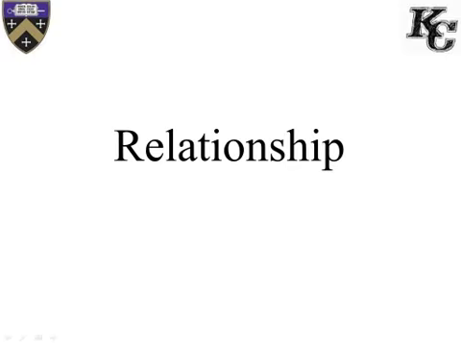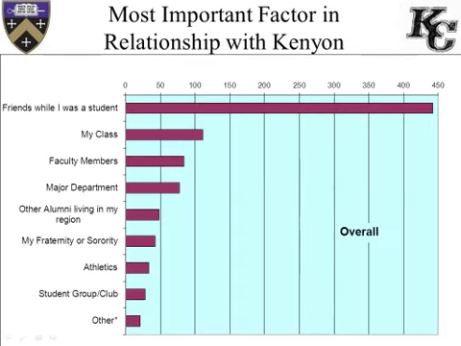So having quickly gone through perceptions, let's see how they relate to Kenyon. Here you see the most important factor in alumni relationships with Kenyon. By far and away, friends while I was a student is the choice of all groups and every subgroup for what connects them to Kenyon. It's interesting to note, though, that my class over time is becoming a greater factor, and we chalk this up to the result of our reunion model and class agent methods.